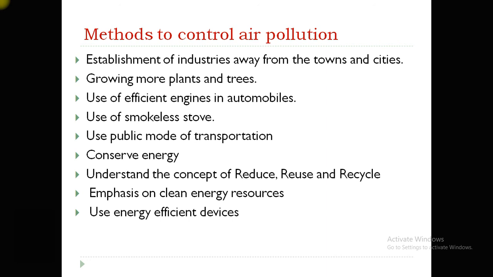Establish industries away from towns and cities. Growing more plants and trees, plantation is very important. Use efficient engines in automobiles. Use smokeless stoves. Use public modes of transportation, and conserve energy. Understand the concept of reduce, reuse, and recycle. Emphasize clean energy resources. Use energy efficient devices.